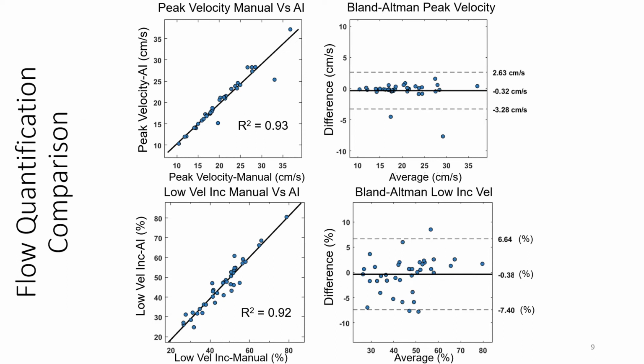To assess this, we looked at the correlation and Bland-Altman plots of the peak velocities of each patient and the incidence of low velocities. From these calculations, we saw that the AI and manual derived flow quantifications had great correlation for peak velocity and for the incidence of low velocities. Bland-Altman plots also showed pretty good agreement, with limits of agreement at less than 10% of the mean.